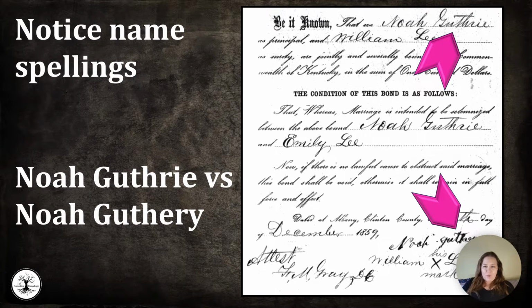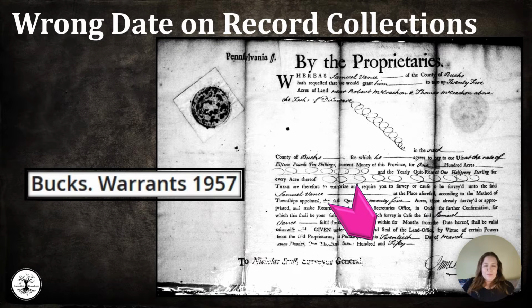If you see that in more records, then perhaps it is the right Guthrie family, just based on that spelling difference. Here's another example of an incorrect date in a record collection. Now this was in FamilySearch Full Text Search.